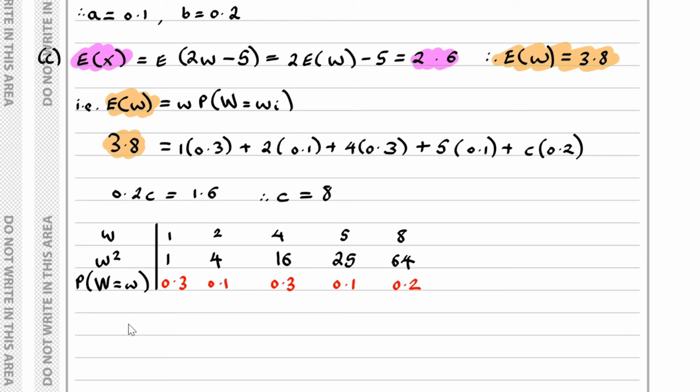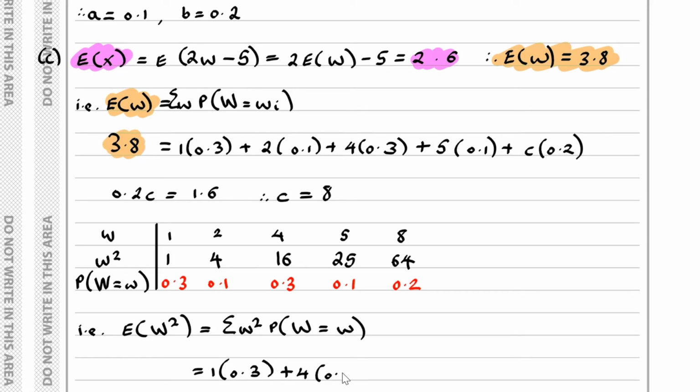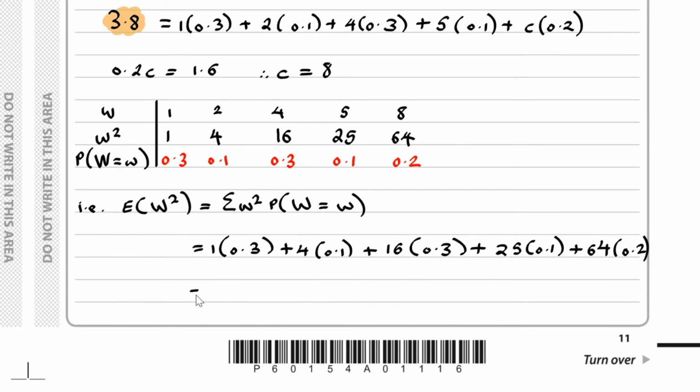And from this we can find out the expected value of W squared. So this is equal to the sum of W squared times the probability that W equals w. So we have 1 lots of 0.3 plus 4 lots of 0.1 plus 16 lots of 0.3 plus 25 lots of 0.1 plus 64 lots of 0.2. And if we work this out, we end up with 20.8.